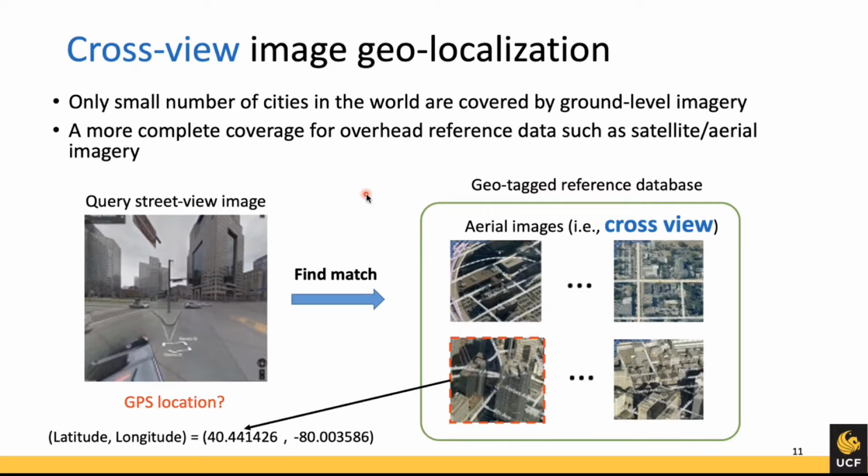As we mentioned before, for image geolocalization, to build a reference database, we can either collect the same view, right? If the query is street view, we can collect the reference database from the same street view, but we can also collect images from a different view, like satellite images. For same-view geolocalization, only a small number of cities in the world are covered by this dense ground-level imagery. On the other hand, for satellite images, there is a more complete coverage of the Earth. So that's why in this talk, we'll focus on cross-view image geolocalization.